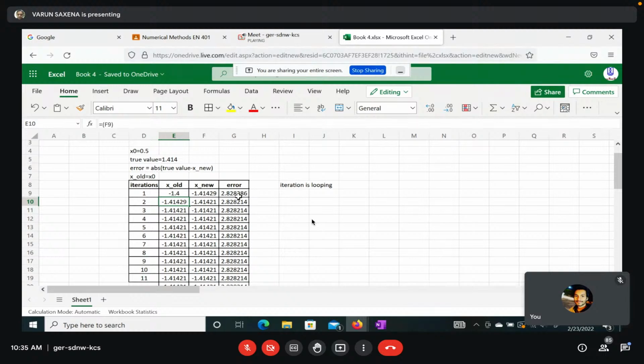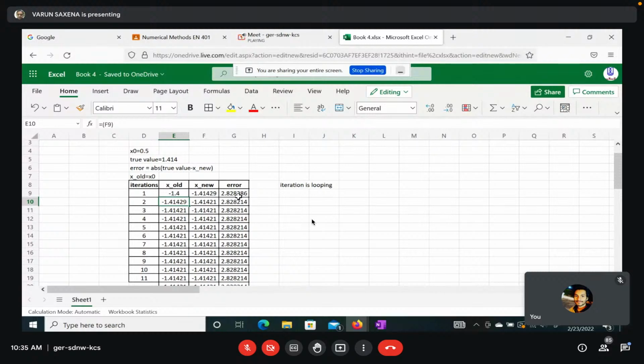Why is it not making any sense? Because you've taken an absurd initial value. You're saying square root of 2 is minus 1.4. That is what you're starting with. Now, how can a square root be negative? So now it is up to you to decide. The computer has just calculated the values based on the formula and given you the answer.